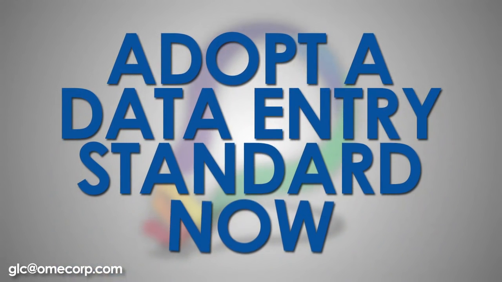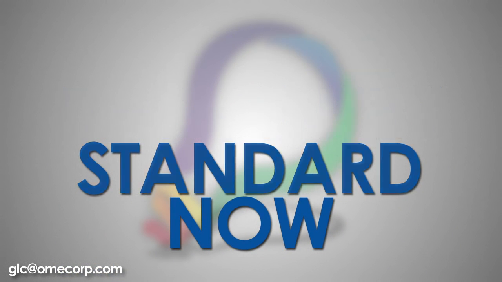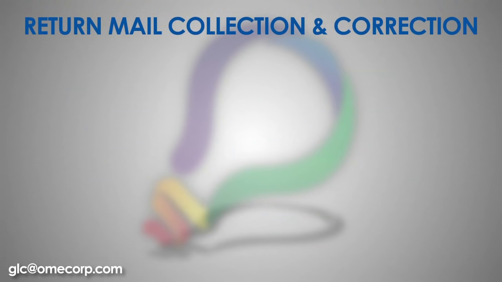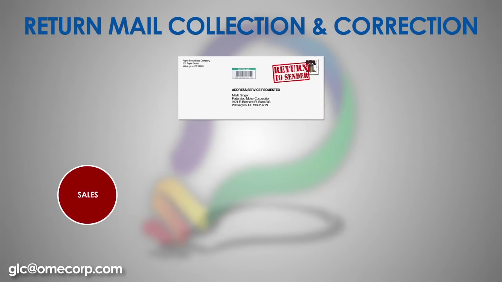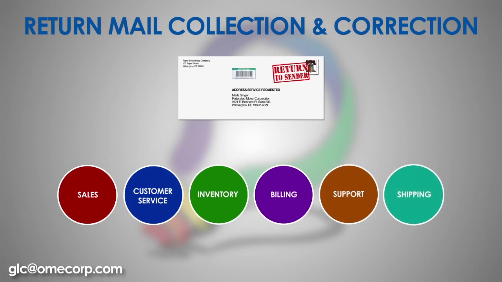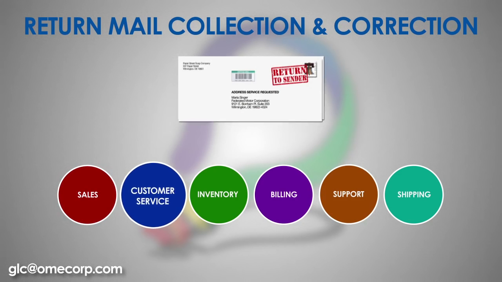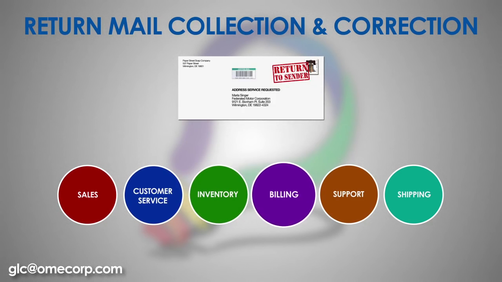That brings us to our best practices lightbulb moment. Adopt a data entry standard now. Here are a few examples of data entry best practices. Return mail collection and correction. When mail from the USPS is returned due to an address error, collect it and assign a single point of contact within each and every department that has access to the original data source for correction. Not just one or some, but all departments to avoid any bad data.